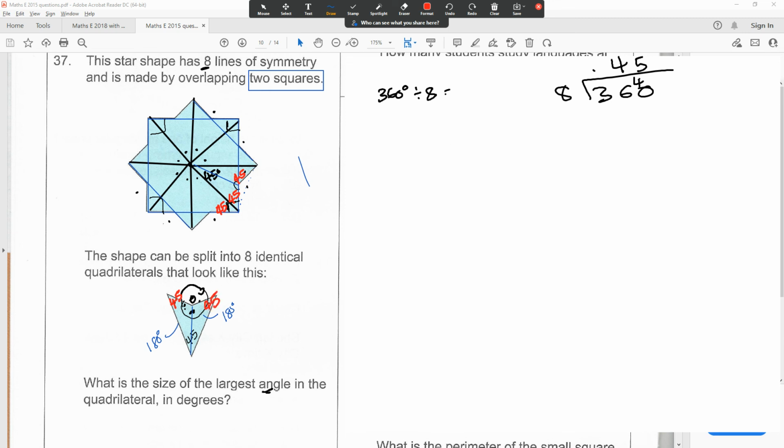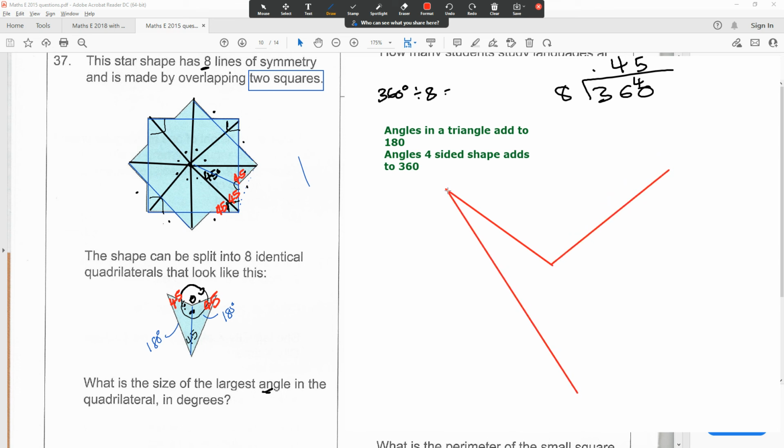Angles in a quadrilateral add up to 360 degrees. Maybe let's write that down. Angles in a triangle add up to 180. Angles in a four-sided shape, any four-sided shape, add up to 360 degrees. So with that said, I've got this. Let me draw it bigger here so you can see. This looks like an arrow.